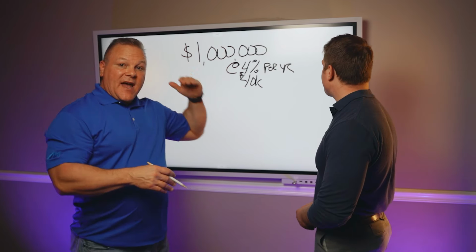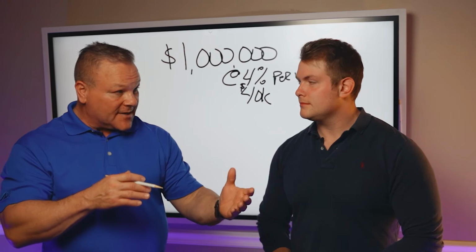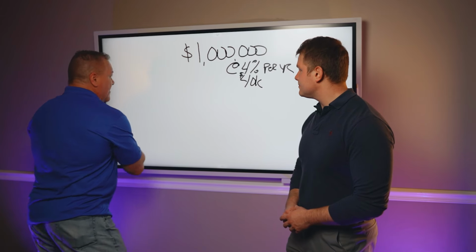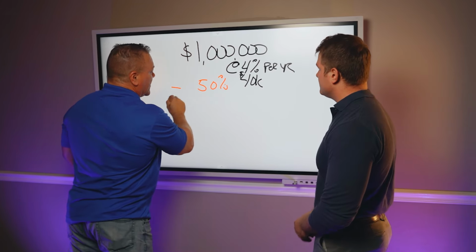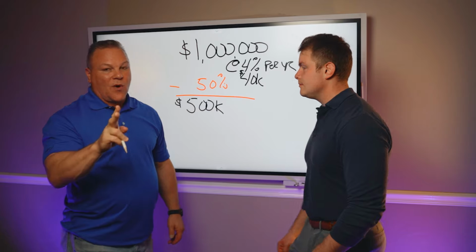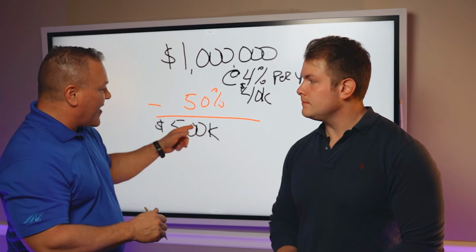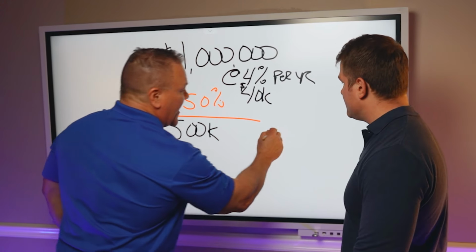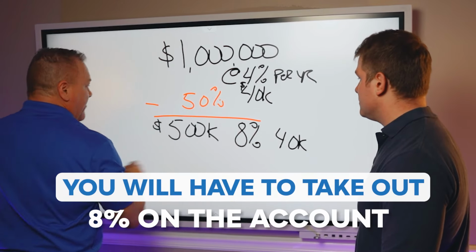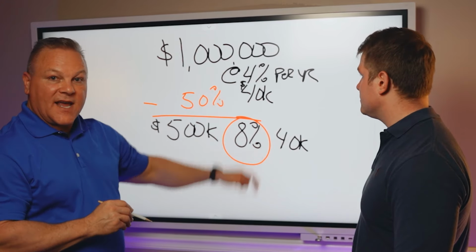So if this was going to stay at $1 million or always growing higher, you would be in fantastic shape. But sometimes what happens when we don't know the future is it turns out different than we expected. So let's say the market goes down 50% and now you have $500,000. Now, this has happened twice in the last 25 years. The market went down and it went down big. So now if you have $500,000 and you still want $40,000 of income, this means that you will have to take out 8% on the account, because 8% of 500,000 is 40,000, versus only taking out 4%.